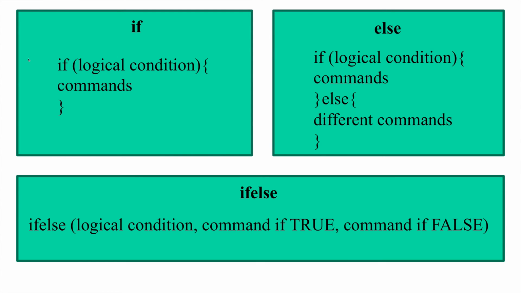Now there is also somewhat of a shortcut to combining if and else statements, and that is the if-else statement. So the general form of the if-else statement is if-else followed by the logical condition, and then the command for the action that will be performed if the condition is true, and the command for the action that will be performed if the condition is false.